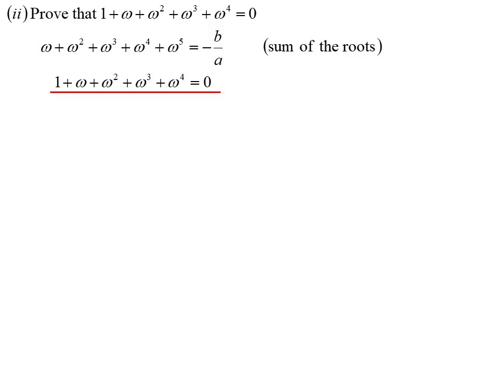Therefore that sum must be 0. I could do it that way. Oh, by the way, how did omega to the power of 5 all of a sudden magically change to 1? So I should make a note about that. Well, we know omega to the power of 5 is equal to 1, because that's what we said.